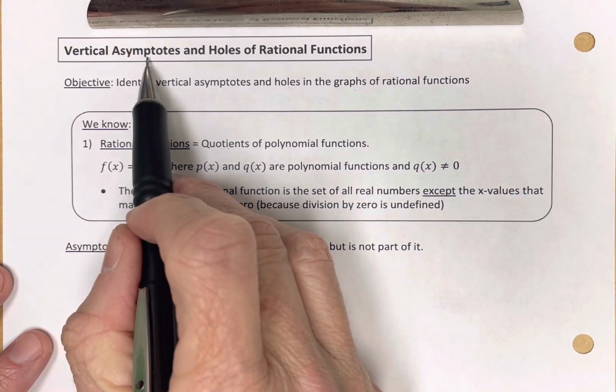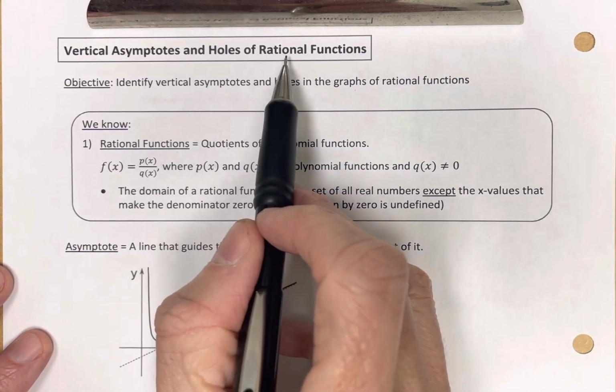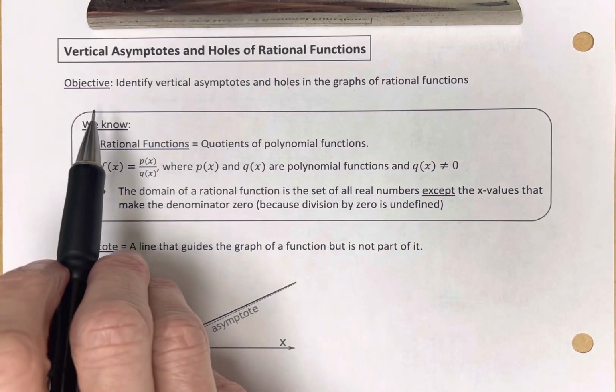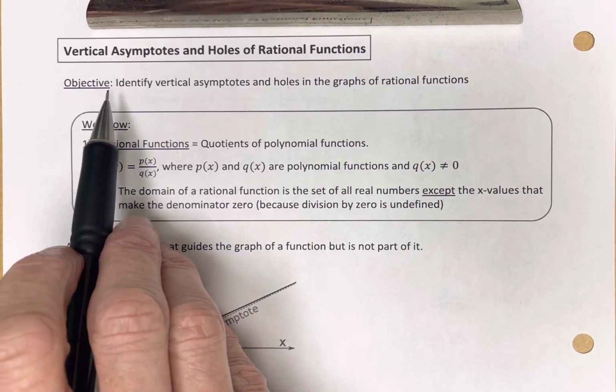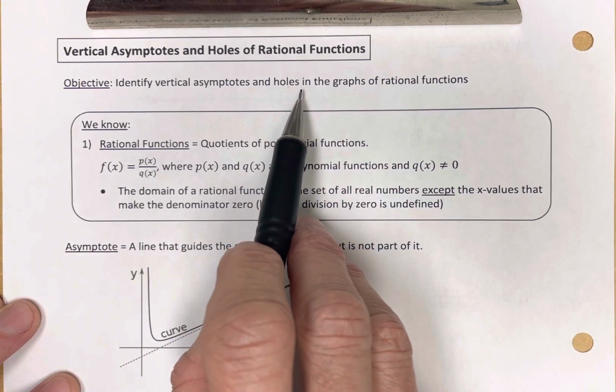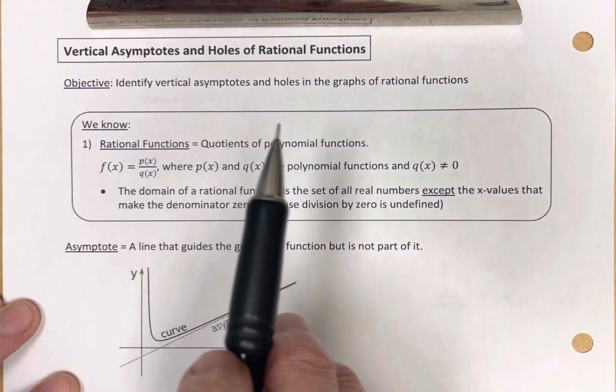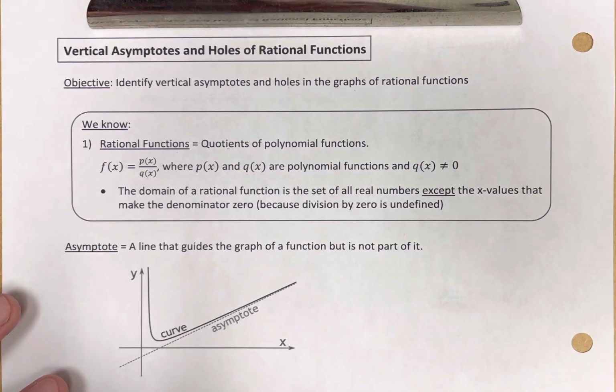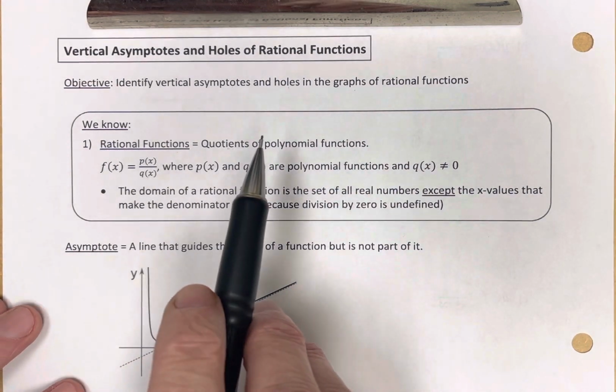Vertical asymptotes and holes of rational functions. So our objective here, we want to identify vertical asymptotes and holes in the graphs of rational functions. And we'll take a look at that with our graphing calculators.